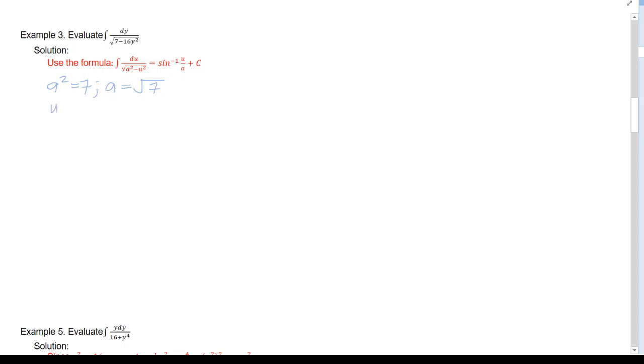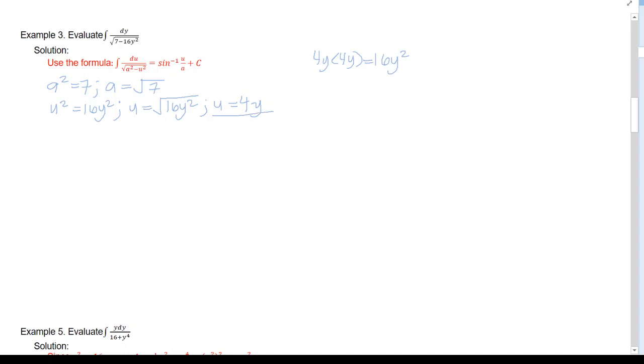For u squared equal to 16y squared, to get the value of u, let us get the square root of 16y squared. Of course u is equal to the square root of 16, which is 4, and the square root of y squared, that is y. If we multiply that, 4y times 4y is equal to 16y squared. It's the same. So substituting again the values to the formula, that is already okay.